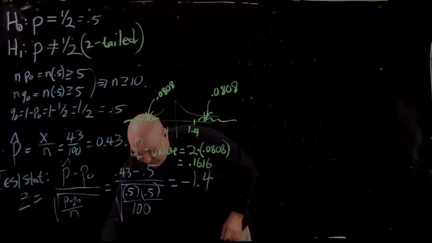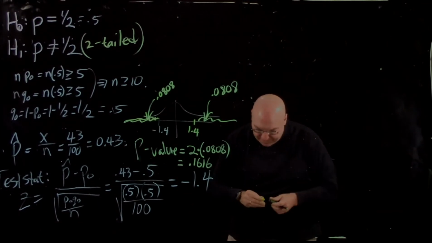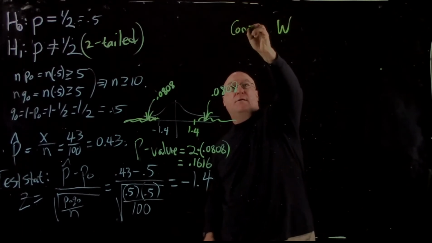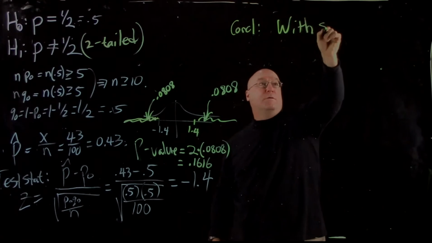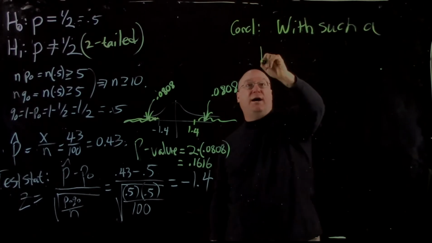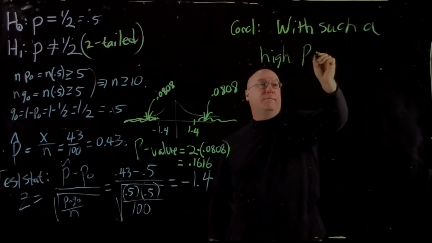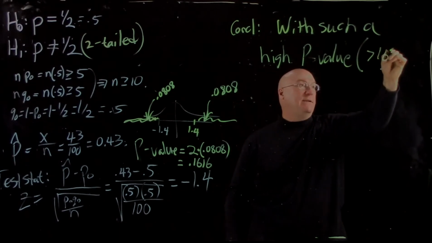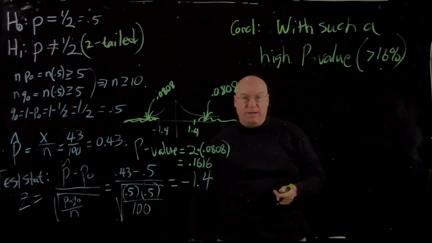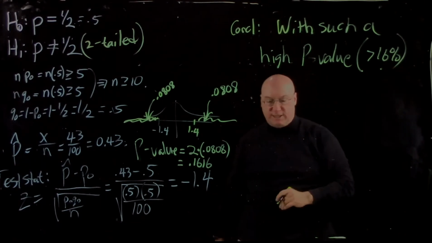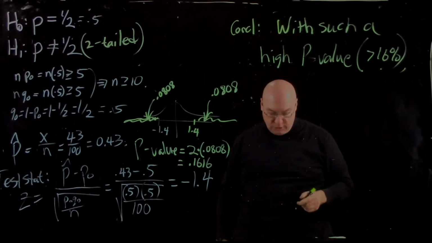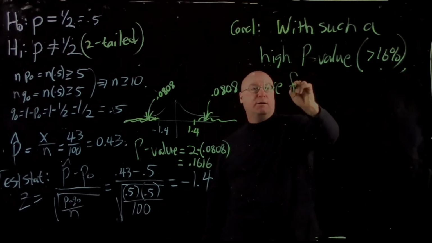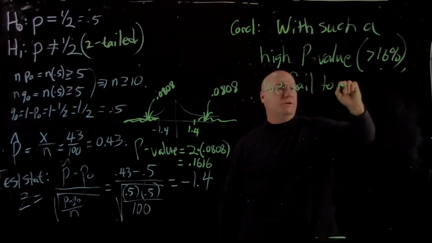So our conclusion, I think, should be, with such a high p-value, it's greater than 16%. You don't usually give p-values as percentages, but greater than 0.16, right? We fail to reject.